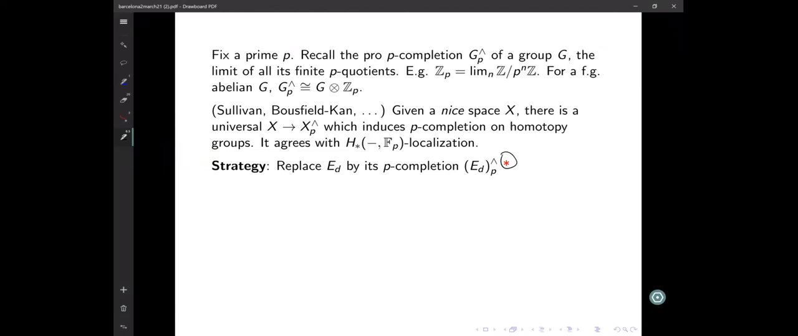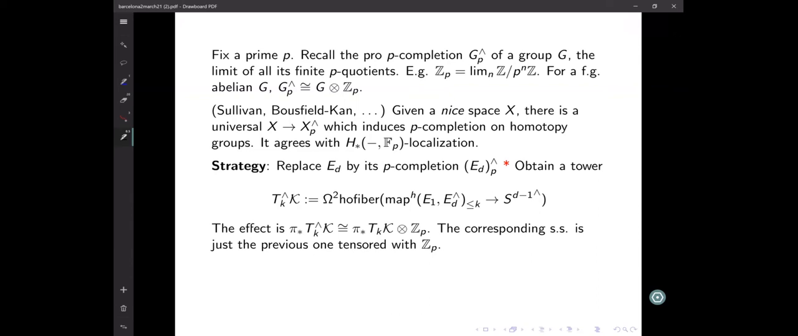So the effect is, we take this operad, we p-complete it, and we get a new tower, which looks like the previous one, but now everything inside is p-completed. The effect is that the homotopy groups of this new tower are just given by the homotopy groups of the previous tower, but now tensored with Z_p, because everything is finitely generated abelian, so we're really just looking at the tensor product.